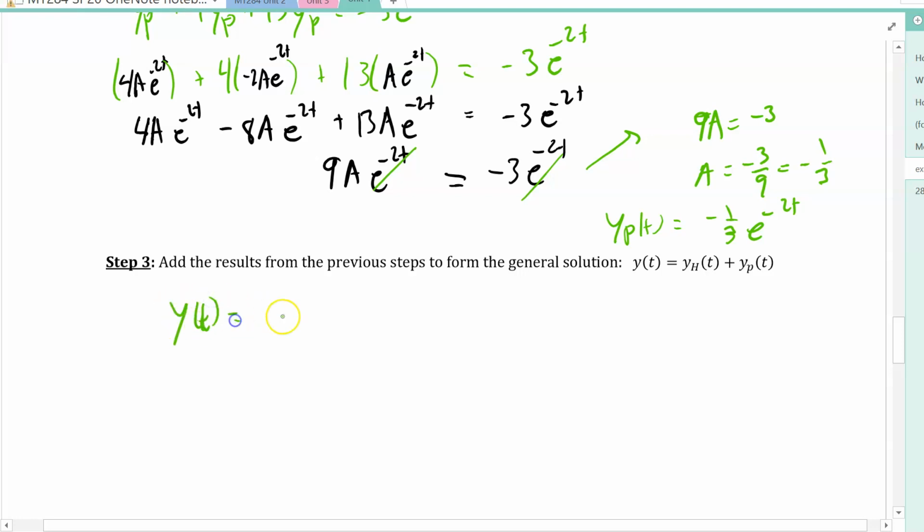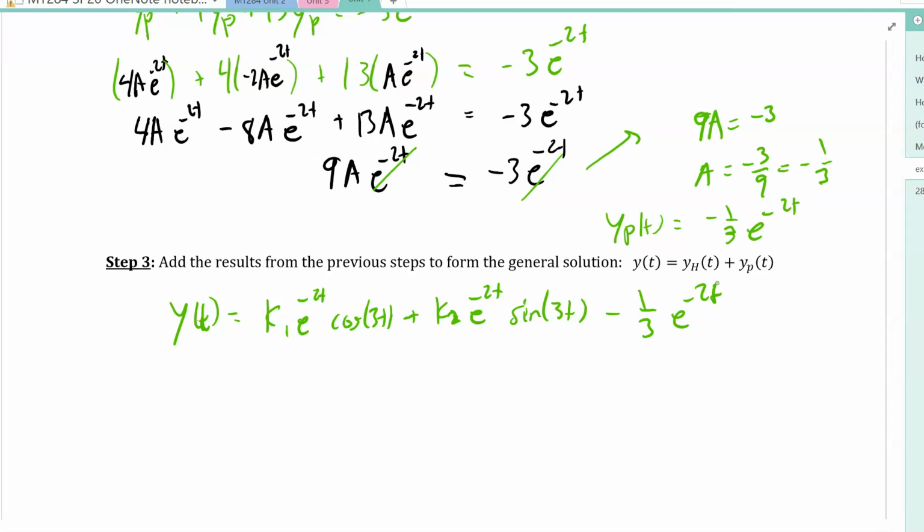You take your result from the first step, which is k1 e to the negative 2t, cosine of 3t, plus k2, some arbitrary constant, which we could determine with an initial value problem, e to the negative 2t sine of 3t, and then plus y sub p, which we just figured out to be negative 1/3, so we can say just minus 1/3 e to the negative 2t. That would be a general solution. If that's all we were asked to find, then we would stop there.